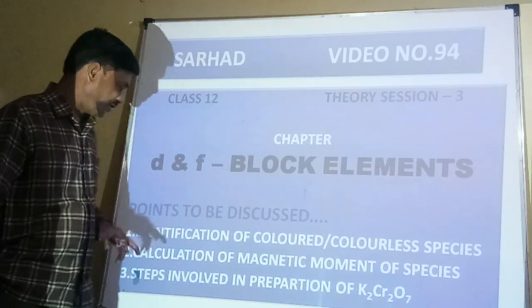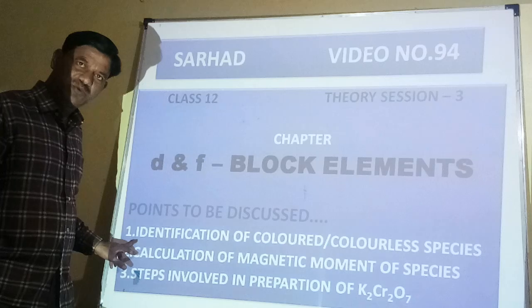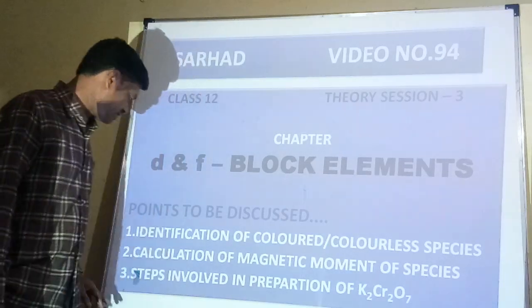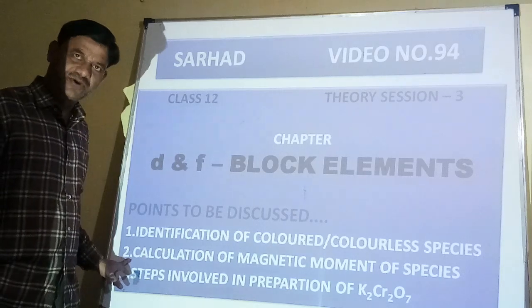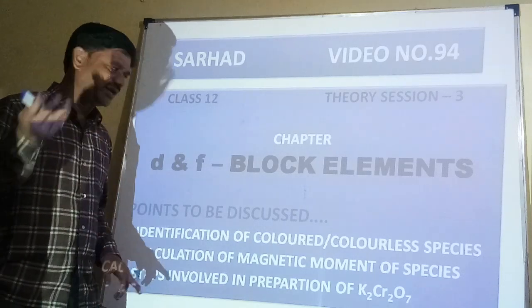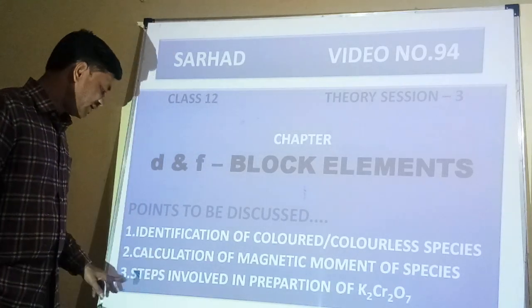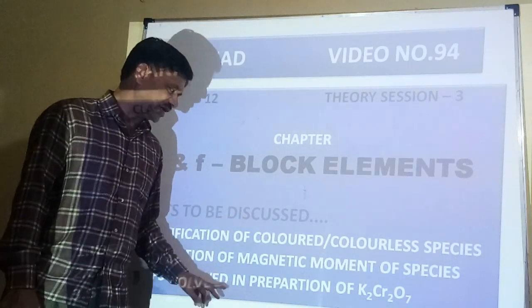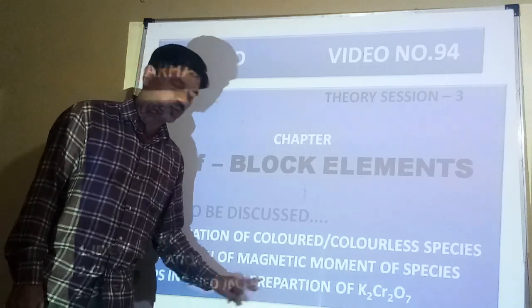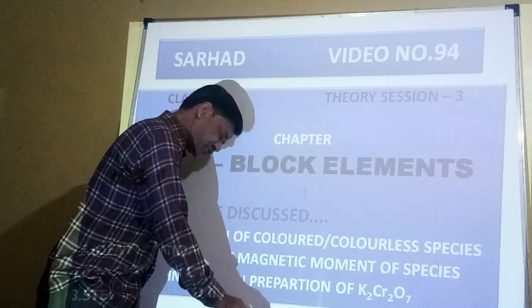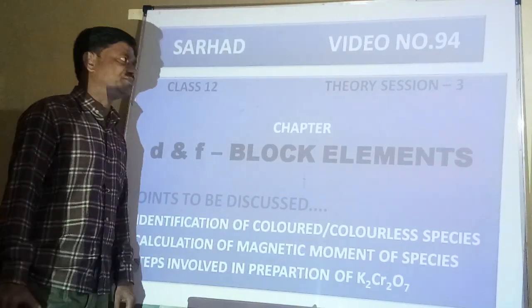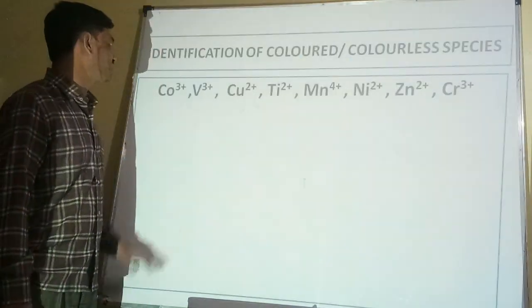In this session we are going to discuss three important points. Depending upon the last session's discussion, how to identify colored and colorless species. After that, an important hint for MCQ: how to calculate the magnetic moment of the species. And the last one, steps involved in the preparation of a chromium compound, that is, preparation of potassium dichromate. So these three points we are going to discuss in today's session. Let us start with the first important point regarding MCQ.